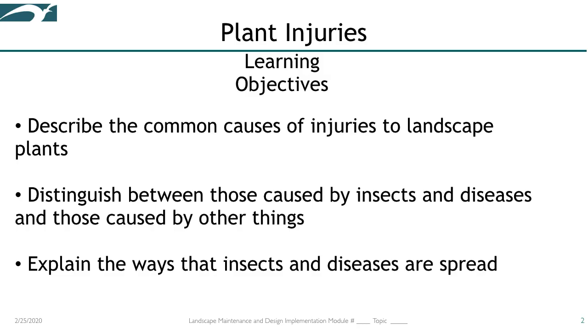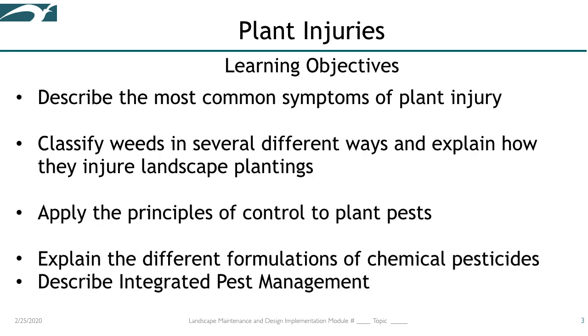In today's module, the learning objectives will be to describe the common causes of injuries to landscaping plants, distinguish between those caused by insects and diseases that are caused by other things, explain the ways that insects and diseases are spread, describe the most common symptoms of plant injury, classify weeds, and explain how these weeds can harm the landscaping planting.